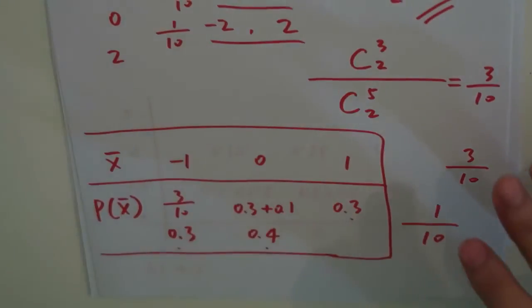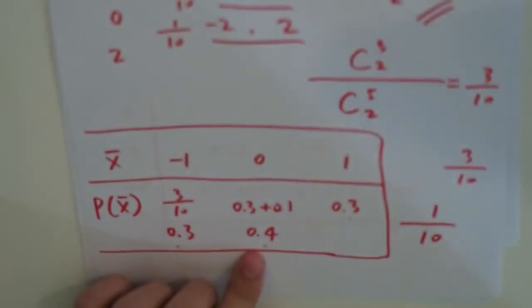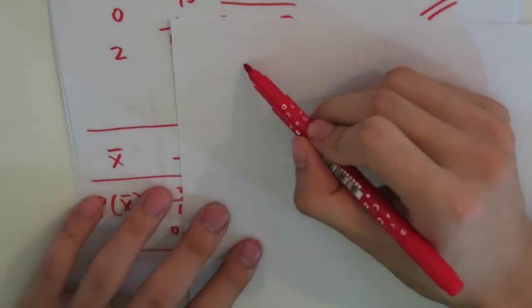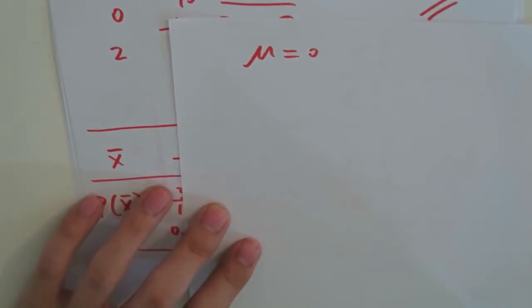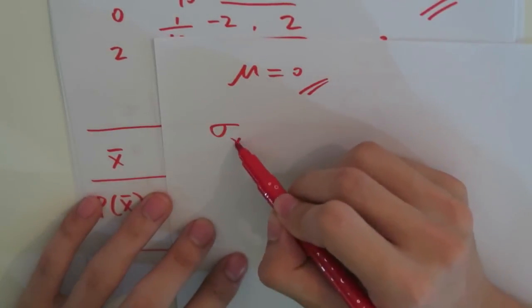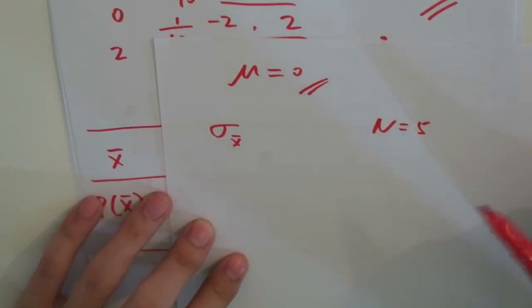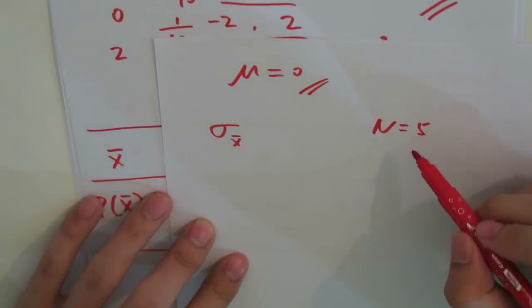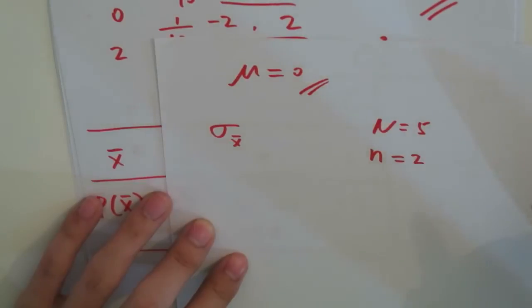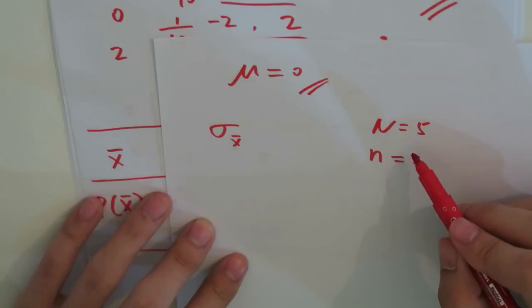Okay, so now part B, does the answer change or not? So by looking at this distribution, we know that the mean value is still 0. So for this one, there's no change. But for the standard error, because the population size is 5 and the sample size is 2, it is a large sample relative to the population.